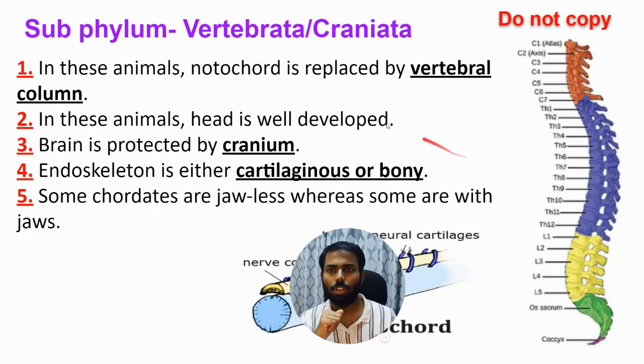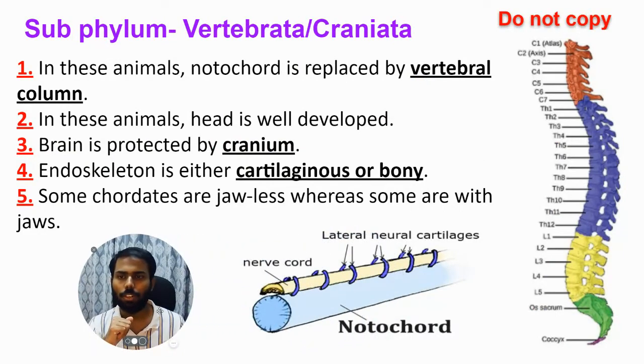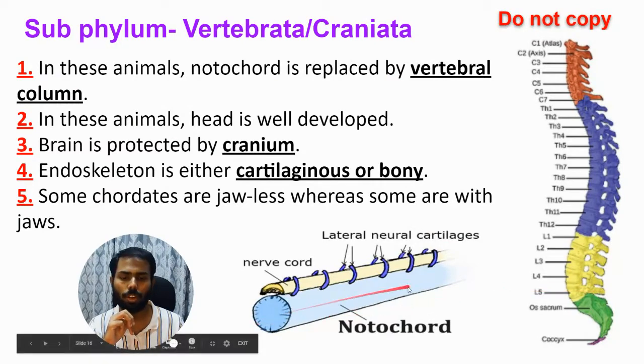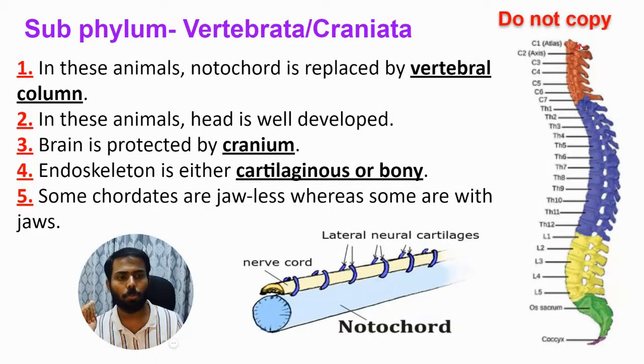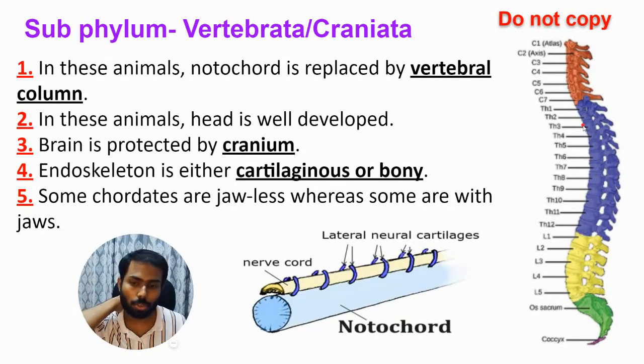Okay, so Vertebrata subphylum, the animals in this subphylum, notochord is replaced by vertebral column. Okay, what is notochord? Notochord is like a rod, a rod-like structure which gives stability to the whole body. But in case of vertebral column, that is also a rod-like structure, but you can see it is made of small pieces. Even in humans you don't have notochord, right?